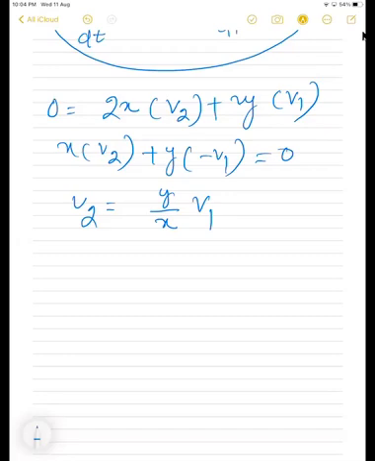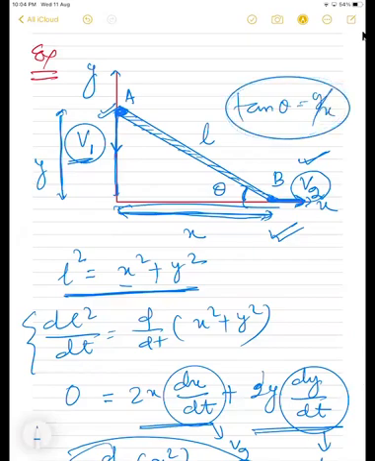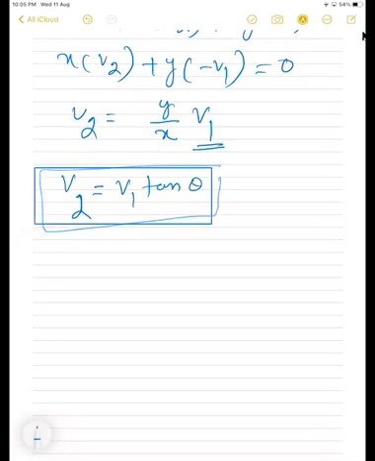If this is v1, y by x, from the diagram you see. If this is y, this is x, then tan theta is equal to y by x, right? So the correct statement about the rod we can say, sorry, v2 is equal to v1 tan theta, right? We can say or not?